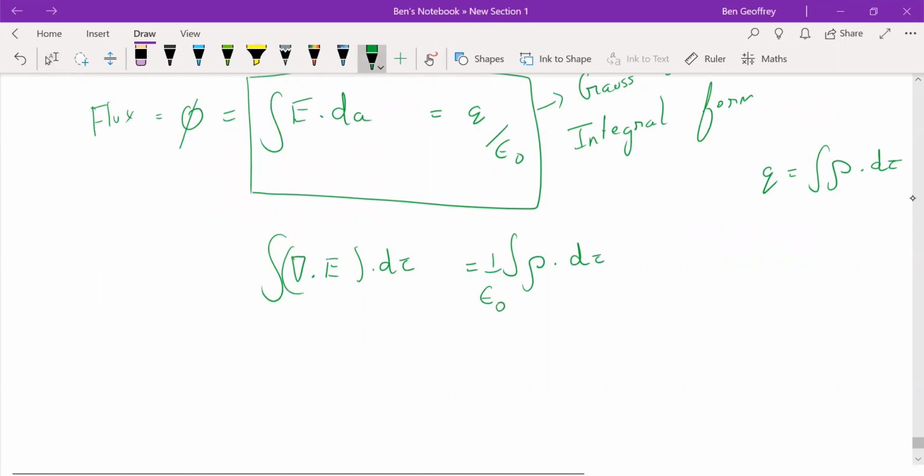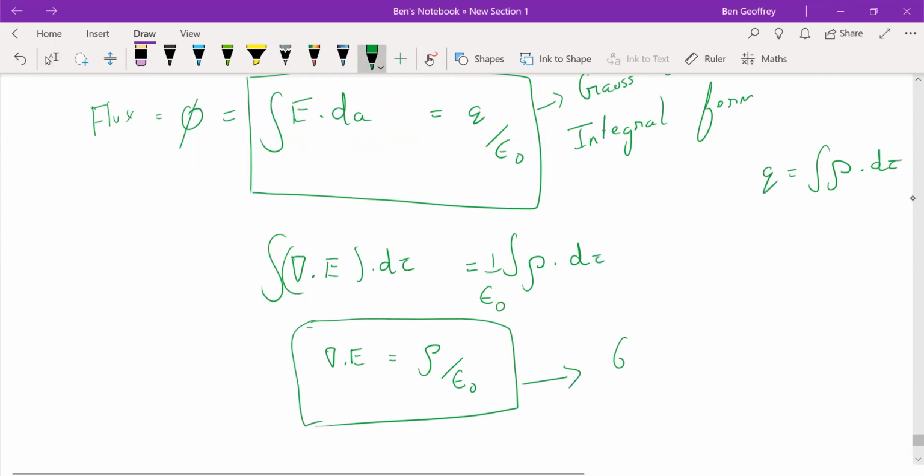Now if you just remove the volume integral on both sides, you will get the differential form, Gauss's law in differential form. So this is your first Maxwell equation. Maxwell didn't find out all the 4 equations. He fixed the last equation that we will talk about, and after that we call the whole group Maxwell's equations. So this is Gauss's law in differential form.